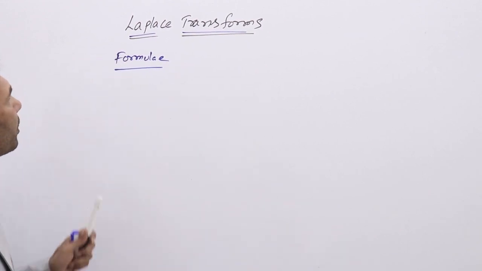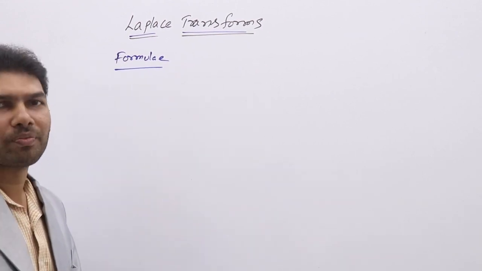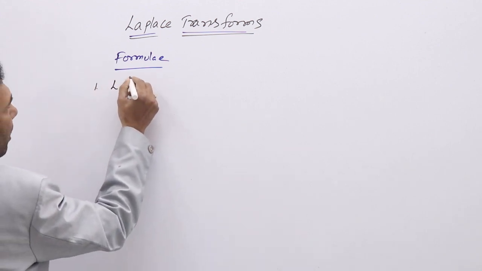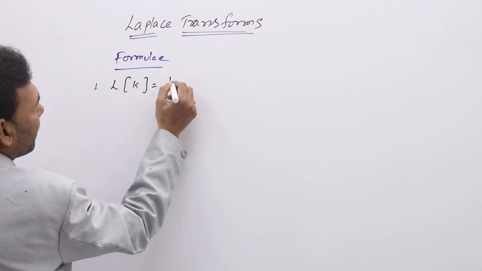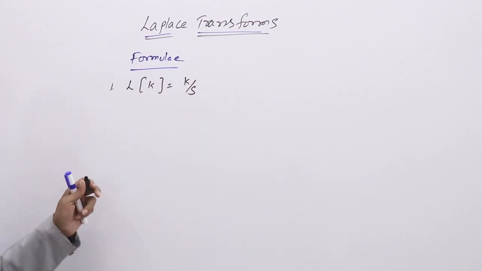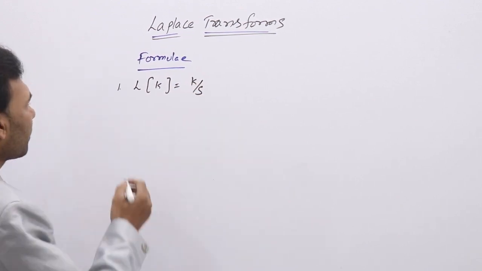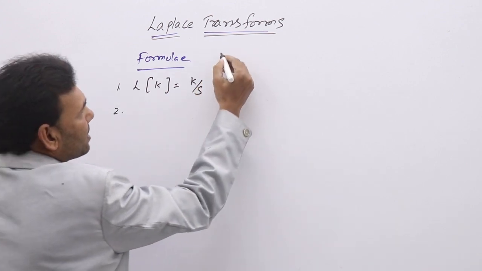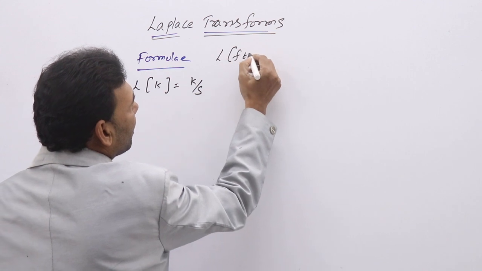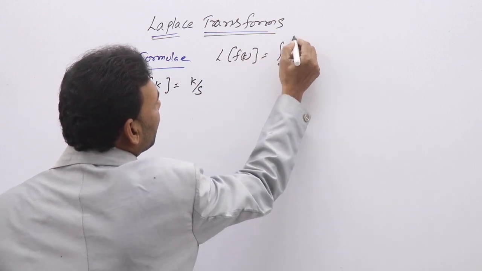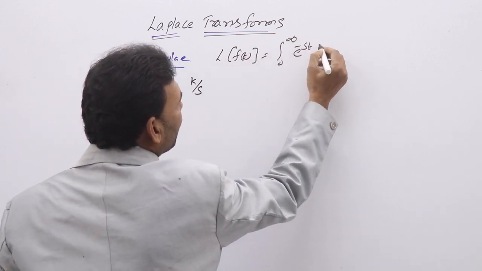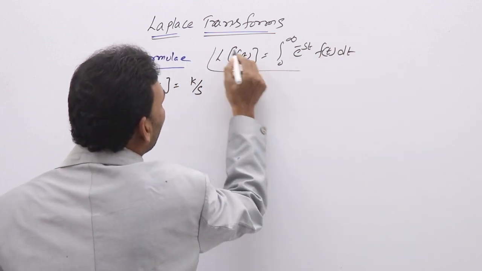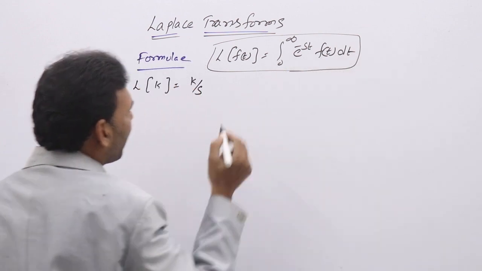So now I am going to write the Laplace transform formulas. We already derived the first formula of Laplace, L of k equal to k by s, the Laplace transform of a constant. In a similar manner we can derive all the remaining ones using the standard Laplace formula, L of f of t equal to integral 0 to infinity e power minus st into f of t dt. Using this formula, these formulas are all derived.